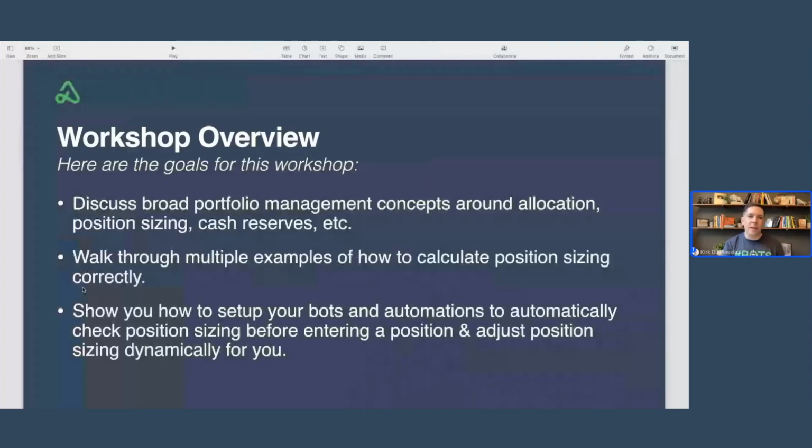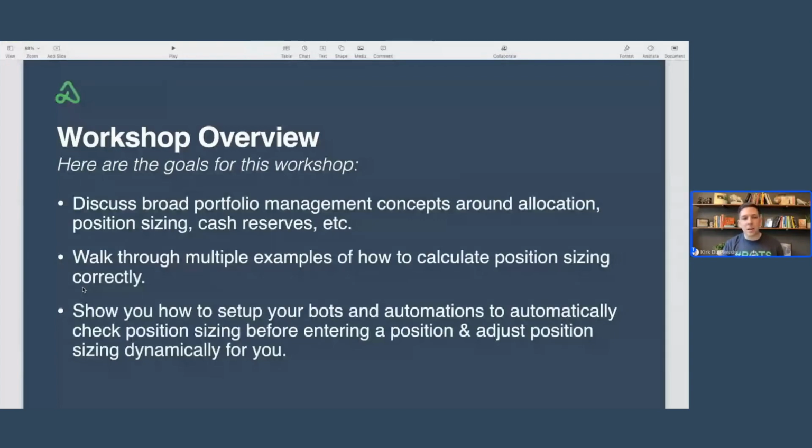So, workshop overview for today. Number one is to discuss broad portfolio management concepts around allocation, position sizing, cash reserves, etc. I really want to start high level and then work our way down as we go. Number two, we're going to walk through multiple examples of how to calculate position sizing and how to do it correctly. It's actually fascinating to me that people still over allocate positions. It's the easiest thing in the whole world to do. It's even easier now that the bots can do it for you, but I don't know why that becomes an issue. So we're going to do it again, and we're going to keep pounding this until it gets through, because I think it's one of the most important things you can do trading.